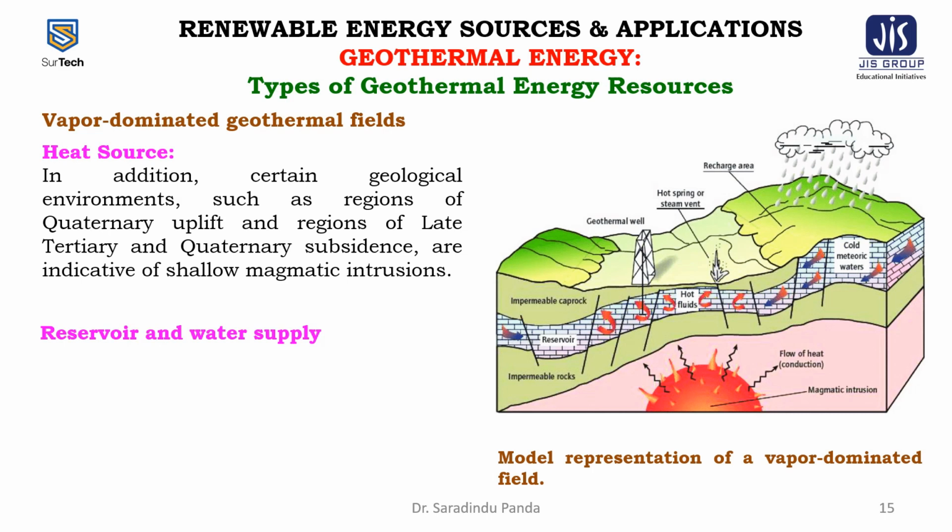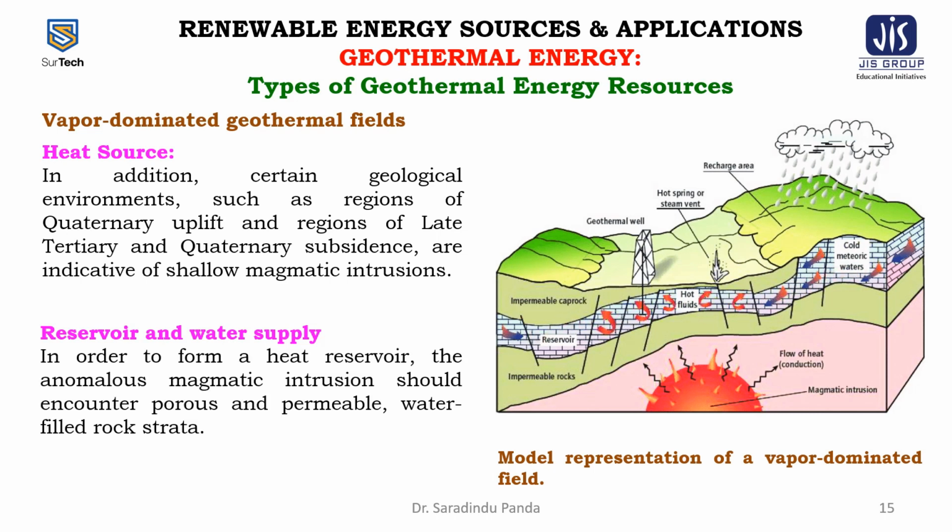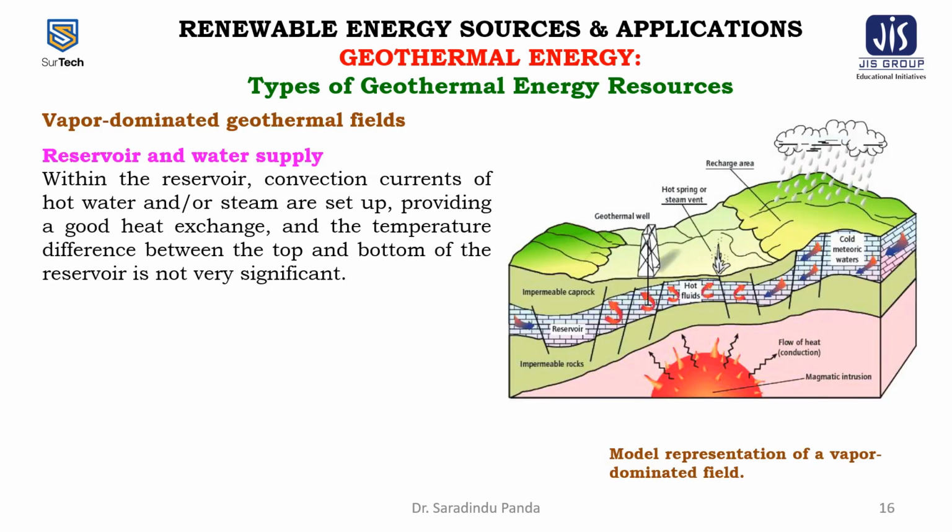Now come to the second element, that is called the reservoir and the water supply. This is the reservoir: hot fluids and the cold meteoric water. In order to form a heat reservoir, the anomalous magmatic intrusion should encounter porous and permeable water-filled rock strata. Within the reservoir, convection currents of hot water and or steam are set up, providing a good heat exchange, and the temperature difference between the top and the bottom of the reservoir is not very significant.